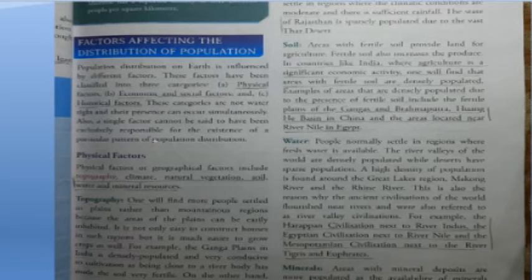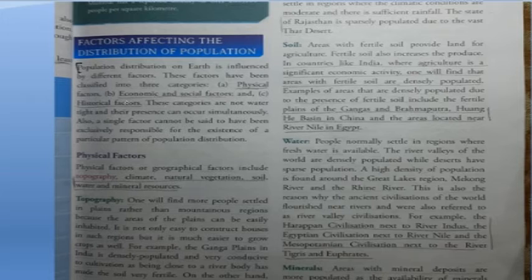First from here to here, population distribution on Earth. Population distribution on Earth is influenced by different factors. These factors have been classified into three categories: physical factors, economic and social factors, and historical factors. Okay, first write from here to here. Then first is physical factor, then write this complete, and topography.